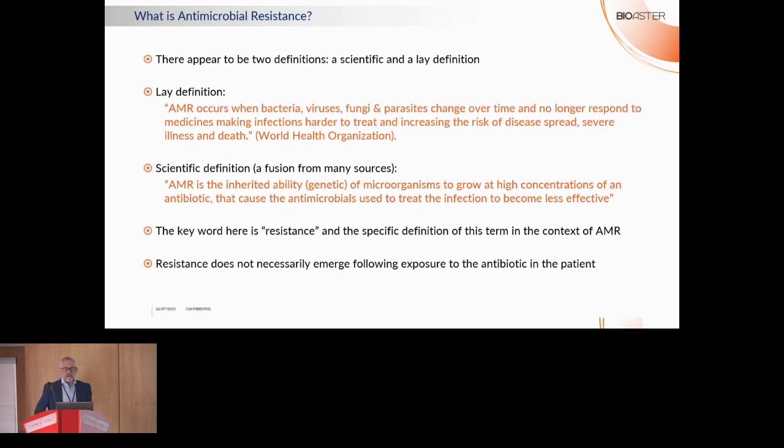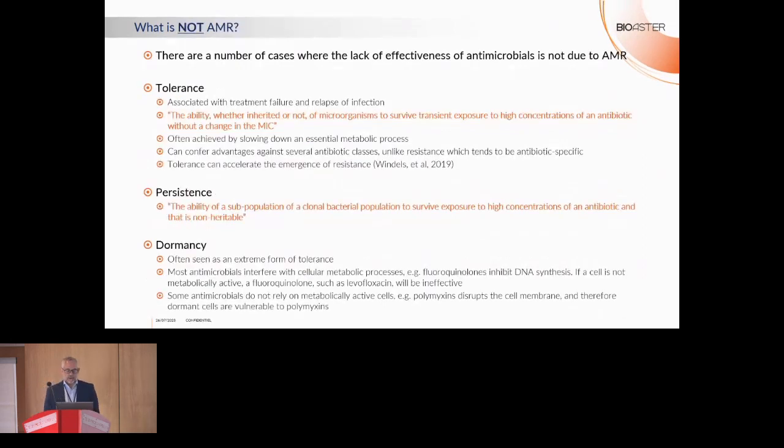So there are a number of other cases where the lack of effectiveness of antimicrobials is not due to AMR. There's tolerance. This is associated with treatment failure and relapse of infection, but it's the ability of an organism, whether inherited or not, to survive transient exposure to high concentrations of an antibiotic. This is often achieved by slowing down metabolic processes and confers advantage against several antibiotic classes, whereas resistance tends to be against only a single antibiotic class.